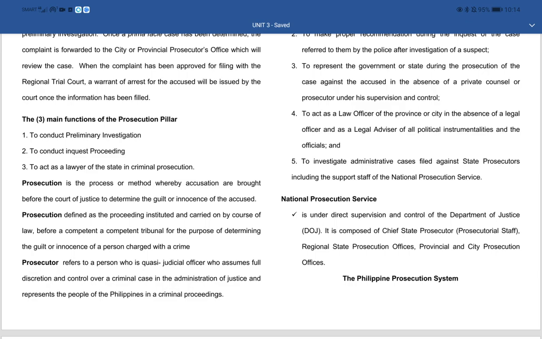Okay? So if there is none, you can go to PAO or something like that. But then again, the assigned prosecutor of that particular city is the one who will defend that. So the prosecutors usually have their offices in the court itself. It could be the MTC or the RTC. What is MTC? Municipal Trial Court. RTC is Regional Trial Court.